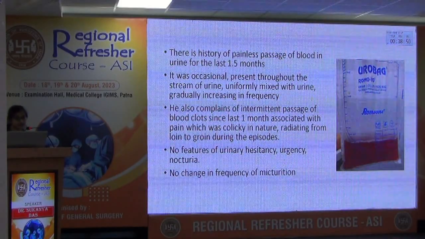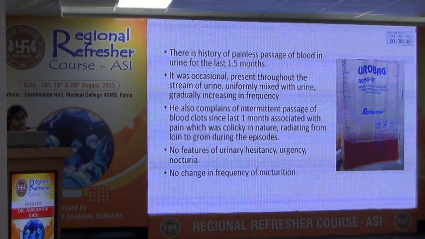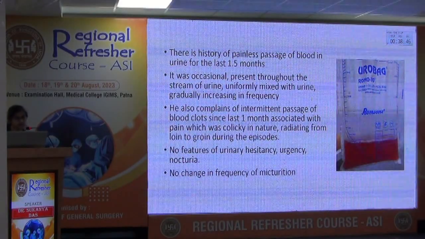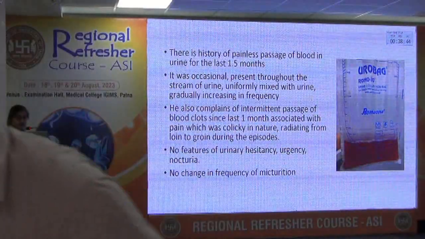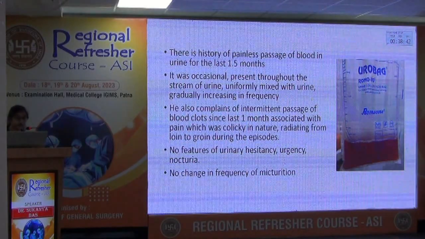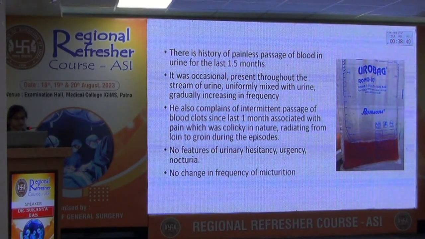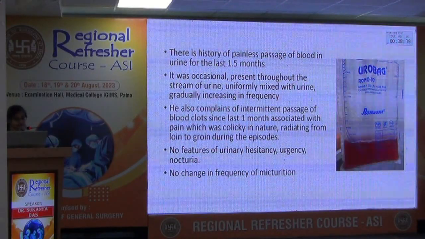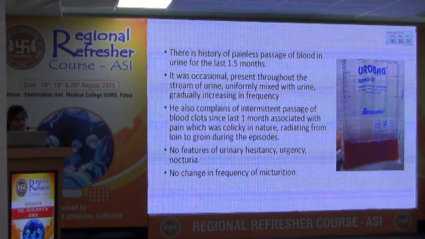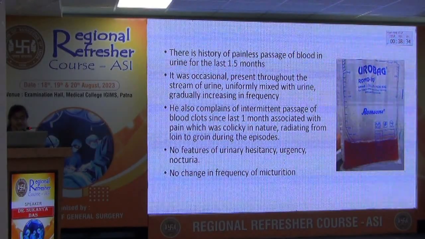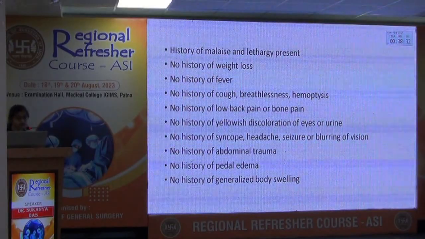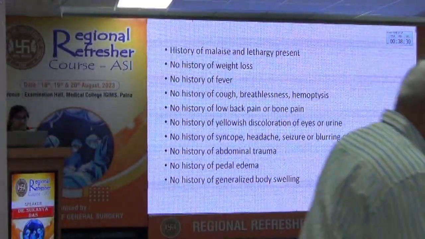He also complains of intermittent passage of blood clots since the last 1 month, associated with pain which was colicky in nature, radiating from loin to loin during the episodes. There is no history of urinary hesitancy, urgency, or nocturia. There is no change in frequency of micturition. Patient also complains of malaise and lethargy.